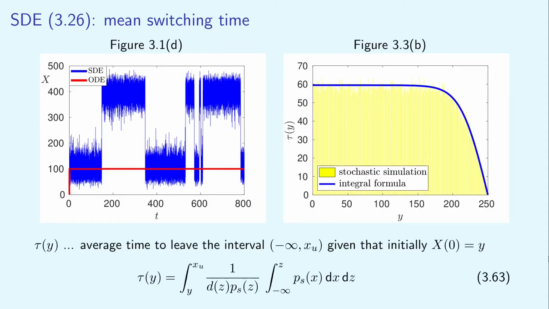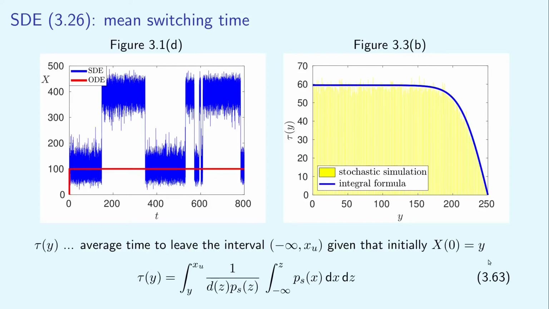The mean switching time can be defined in different ways. Considering general non-symmetric systems, we could obtain different answers if we estimated the average time to go from the state 100 to the state 400 and the average time to go in the reverse direction from the state 400 to the state 100. In figure 3.3b, I calculated the average time to leave the interval minus infinity to the unstable steady state x_u, given that the simulation started with the initial value at point y.